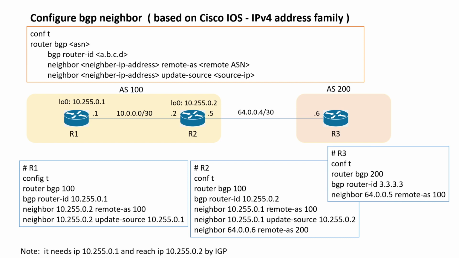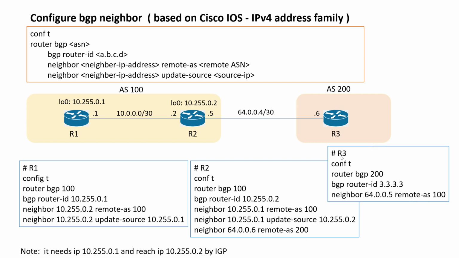Then, if you want to build the eBGP with its neighbor, you type neighbor, then you put the neighbor's IP address. For this case, the neighbor's IP address is 64.0.0.6 here. Then remote-as. From R2's perspective, the remote AS is AS200, so put 200. That's it. For this side, R2 to build the eBGP to R3 is just this command here. That should do the work.